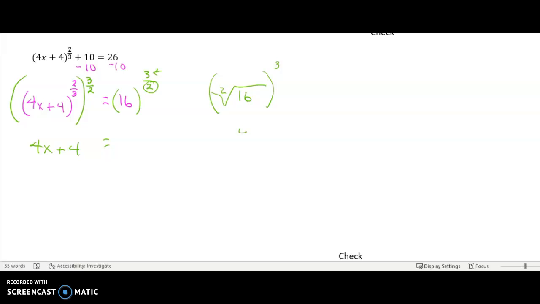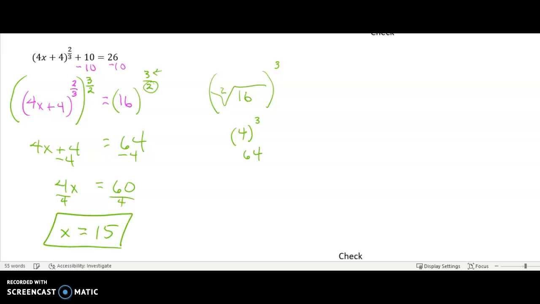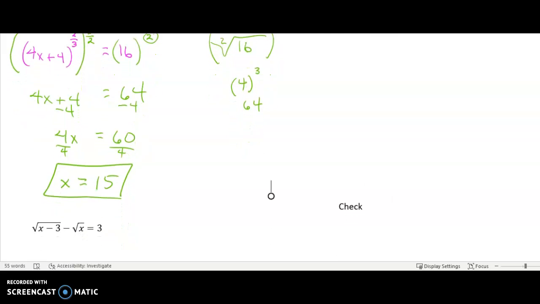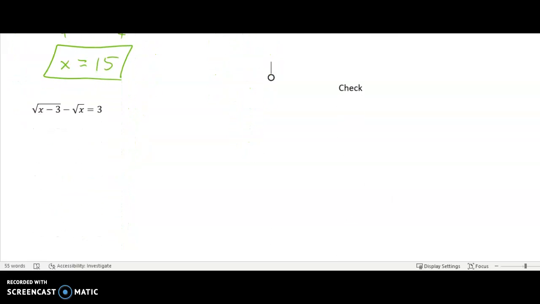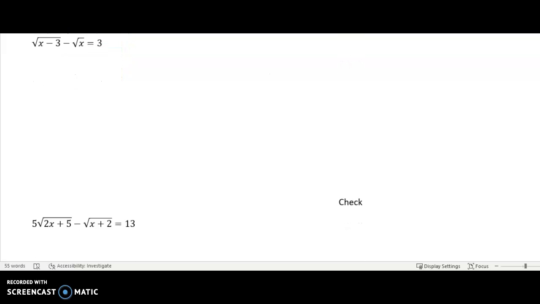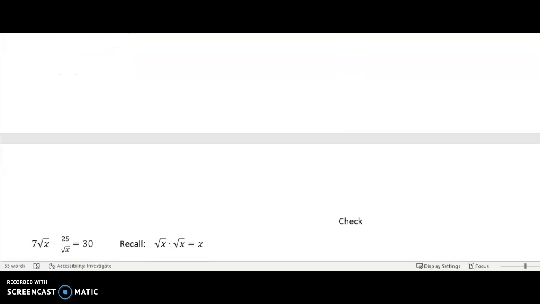So the square root of 16 is 4. 4 cubed is 64. So we get 64. Minus 4 from both sides, 4x equals 60. Divide by 4, and we get x equals 15. 15 does work when we plug it back in. Remember, you'll always plug your answers back in and check your answers. I'm going to save this problem for tomorrow as well as this one.